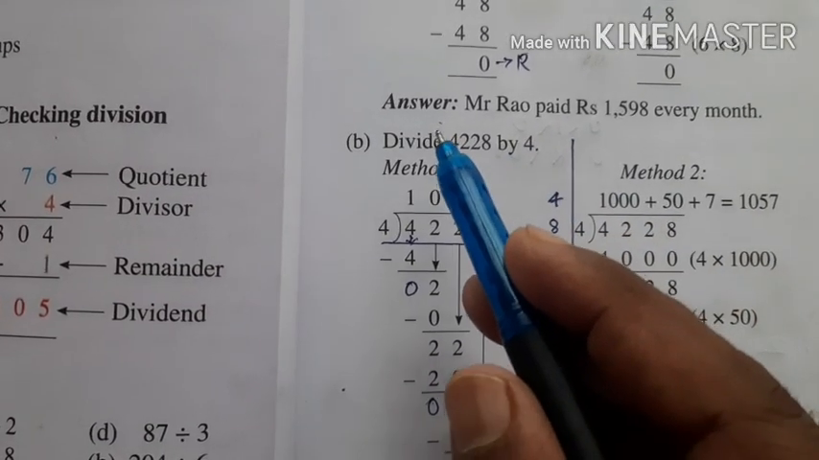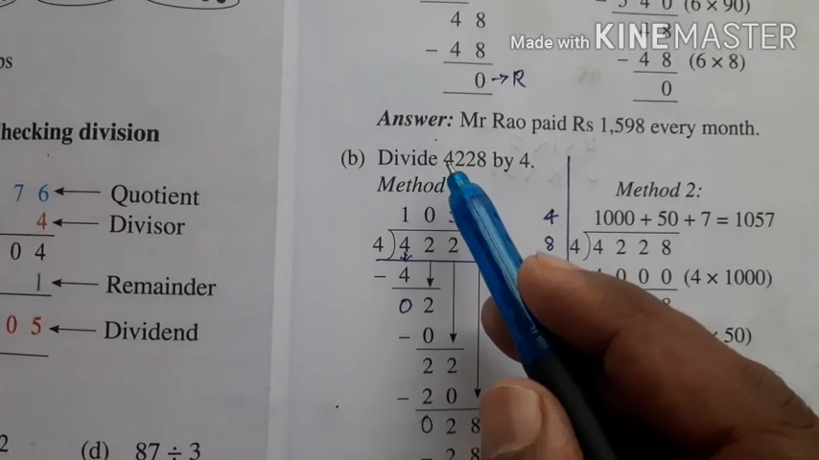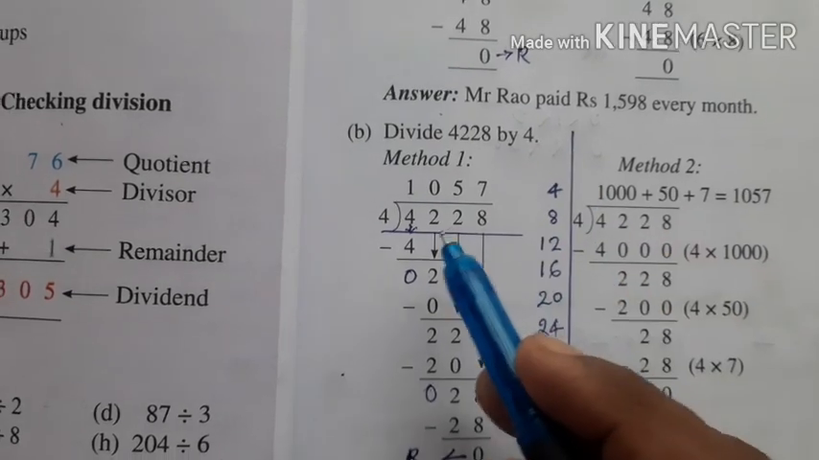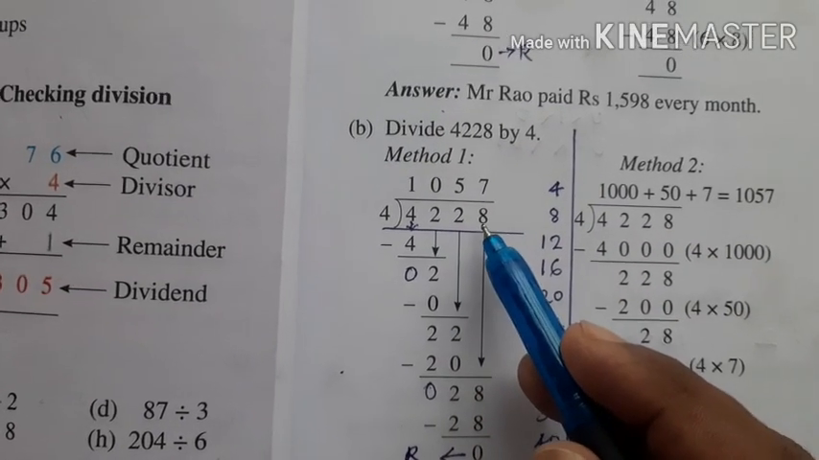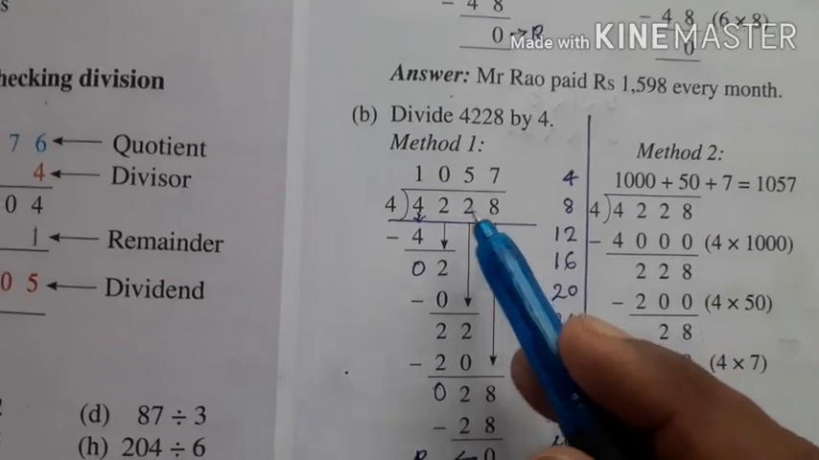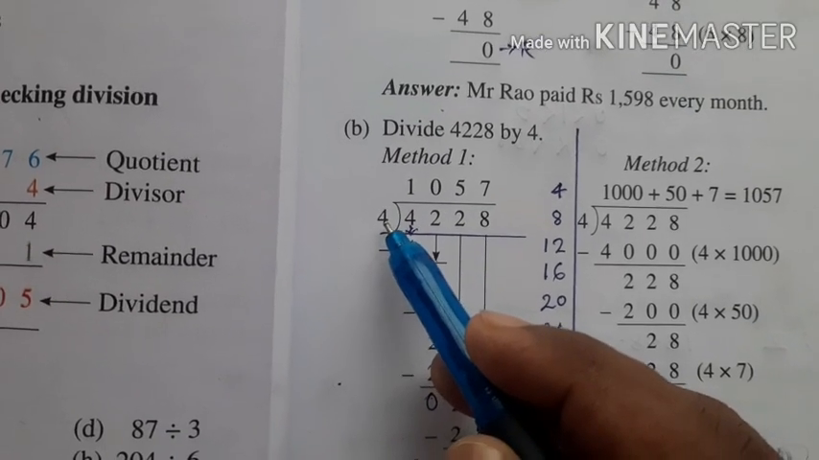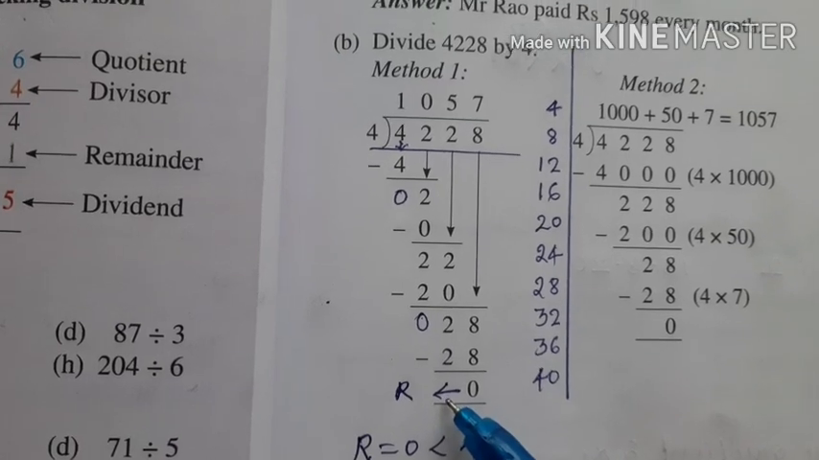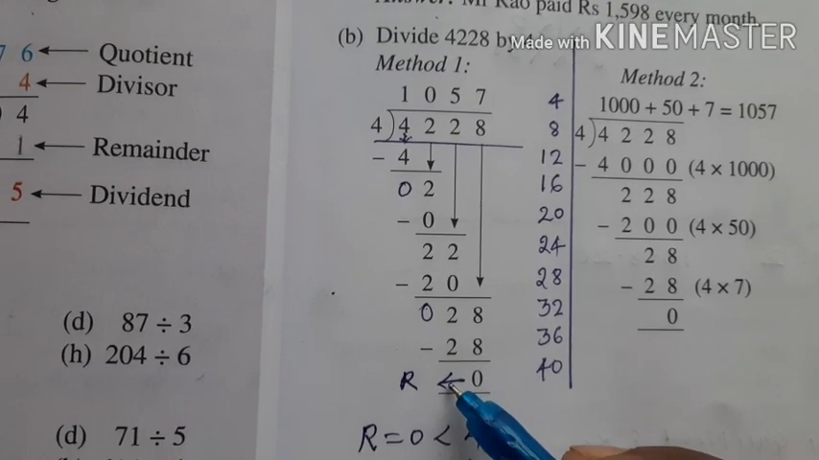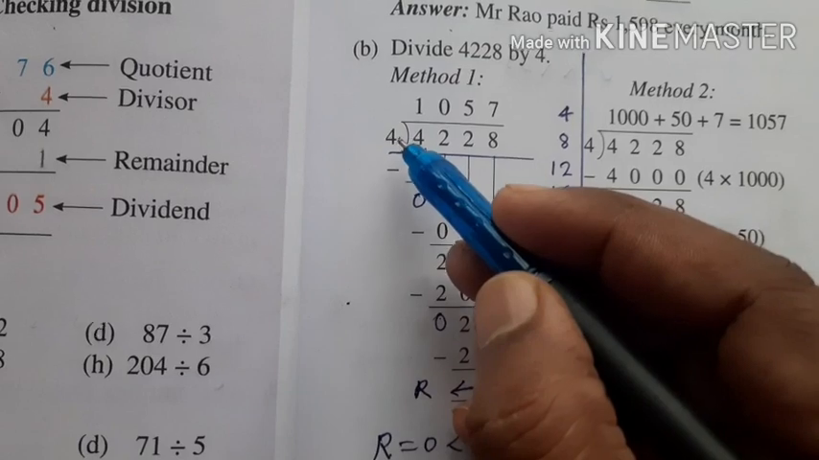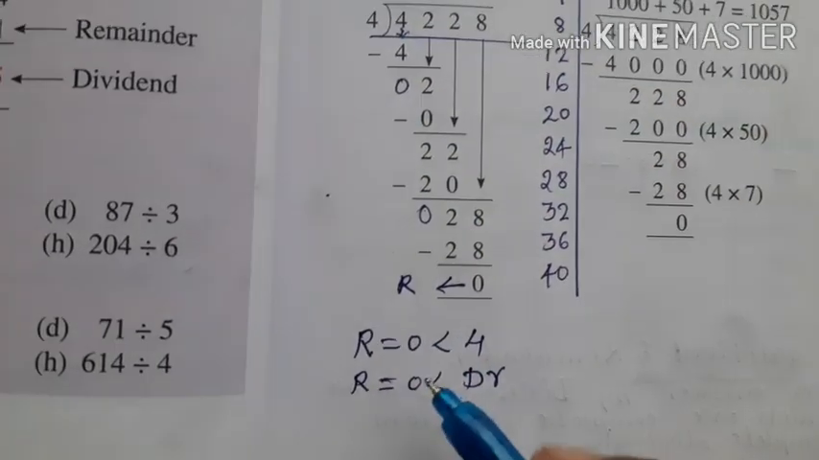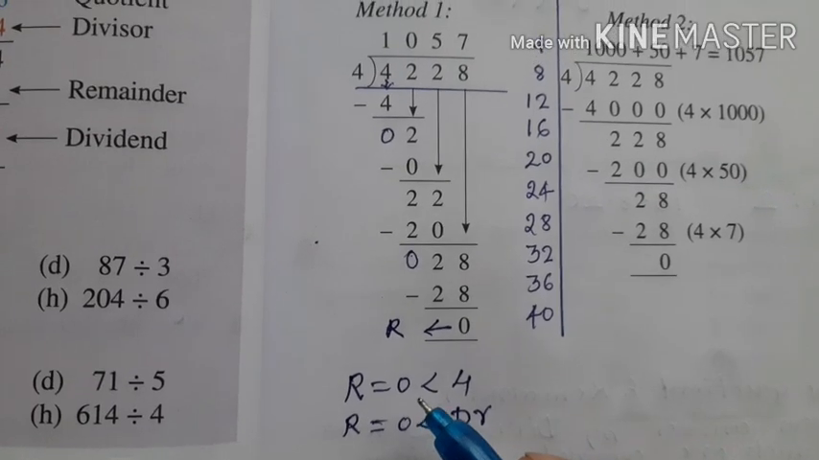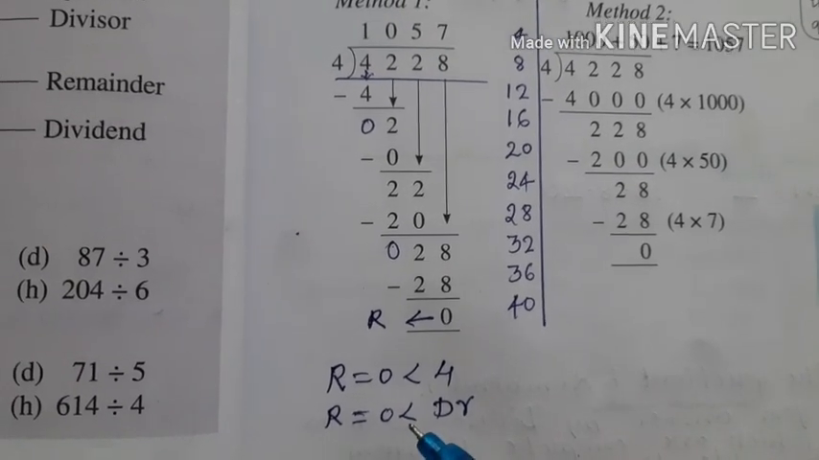Let us take one more example. 4228 is divided by 4. So here 4228 is the dividend and 4 is the divisor. When we carry out the division, the remainder is 0. Here the remainder is equal to 0 but the remainder is less than the divisor 4. So I can write the remainder is equal to 0 but less than 4. Less than 4 means less than divisor.